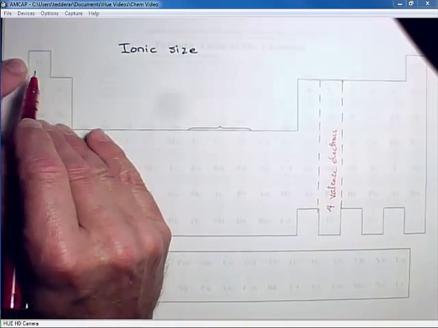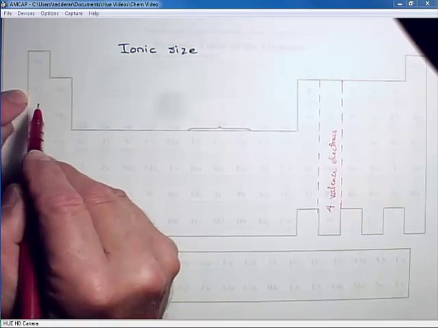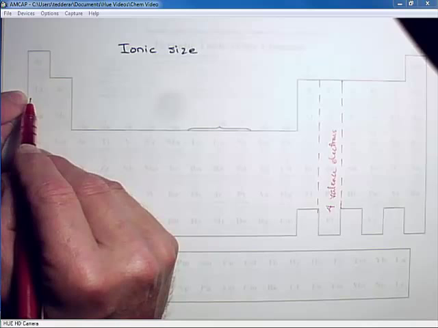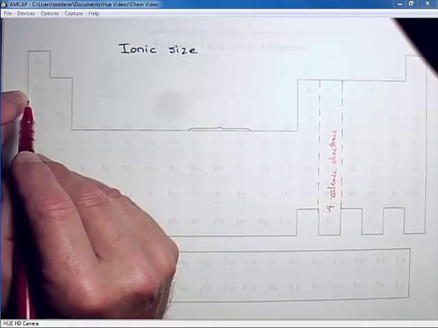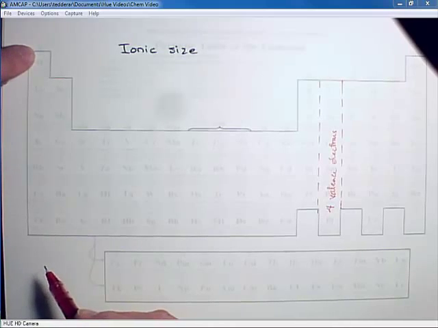Now, if I lose 1 electron, let's start with lithium here. I'm going to lose 1 electron. Lithium, the atom, has 3 protons and 3 electrons. If I lose 1 electron, and everything in this column tends to lose 1 electron.